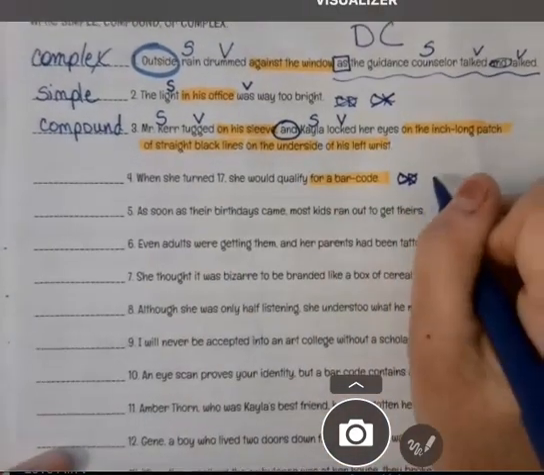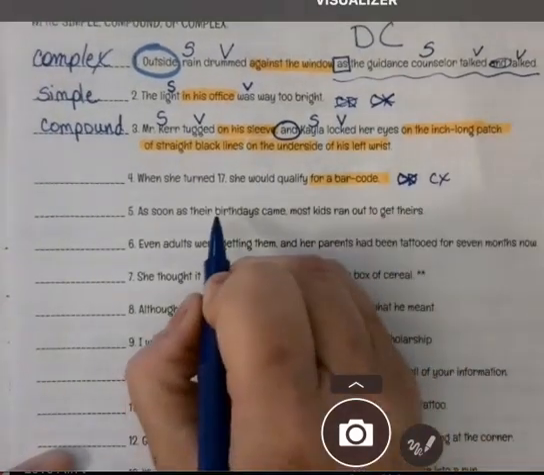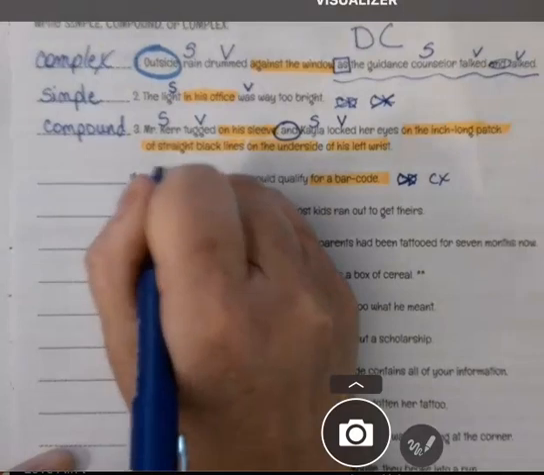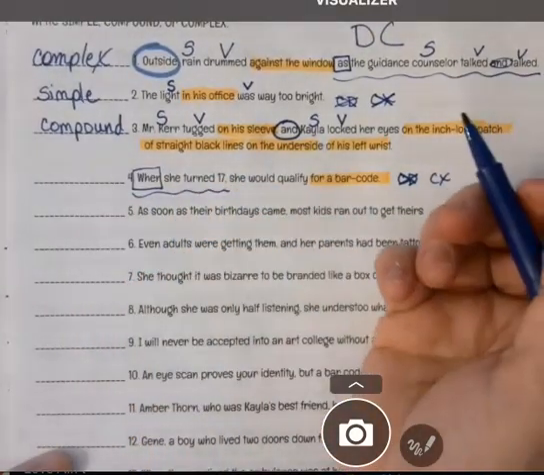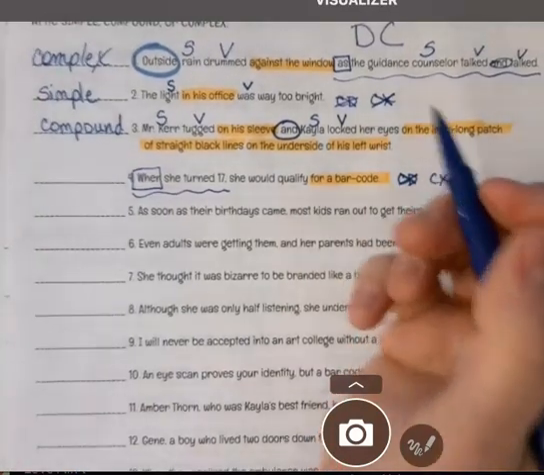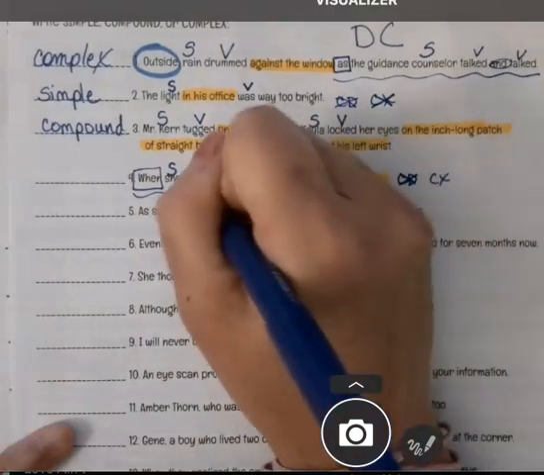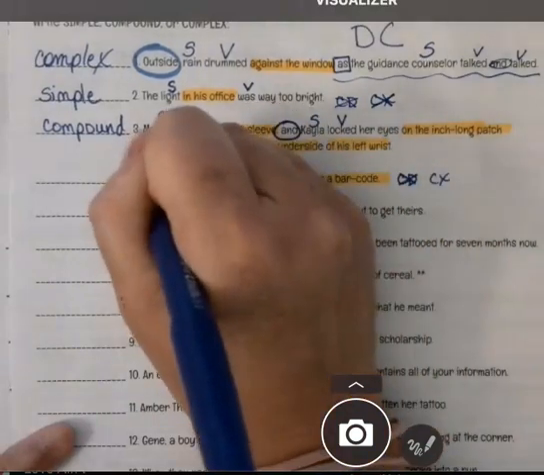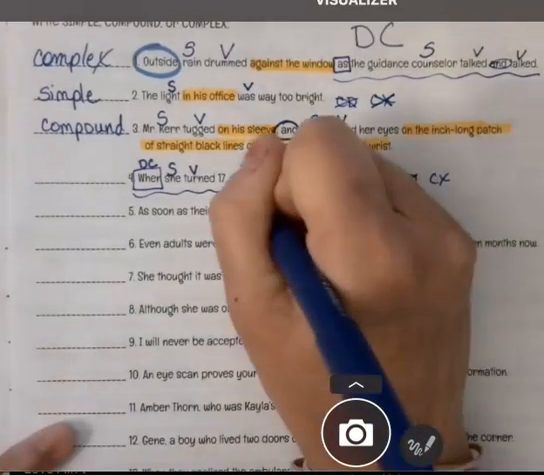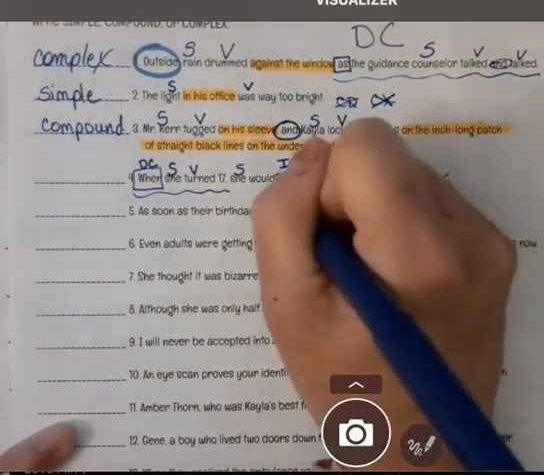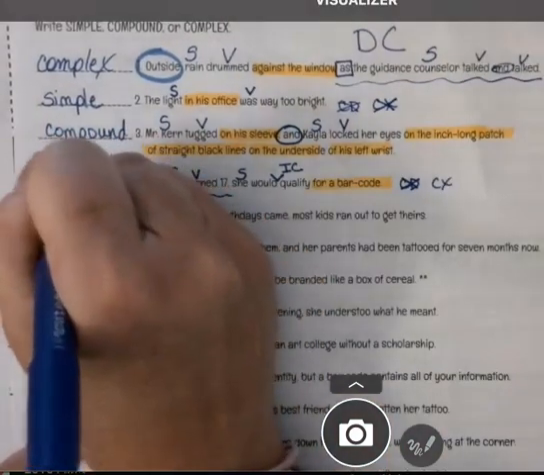So now I'm going to look for complex. Do I see a subordinating conjunction? And I know my WH words are subordinating conjunctions. So when she turned 17. If that's a dependent clause, there's got to be a subject. It's about she, and what did she do? She turned. So there's my dependent clause. That means this must be an independent clause. She is the subject again, and would qualify works together as the verb. So this sentence is complex.